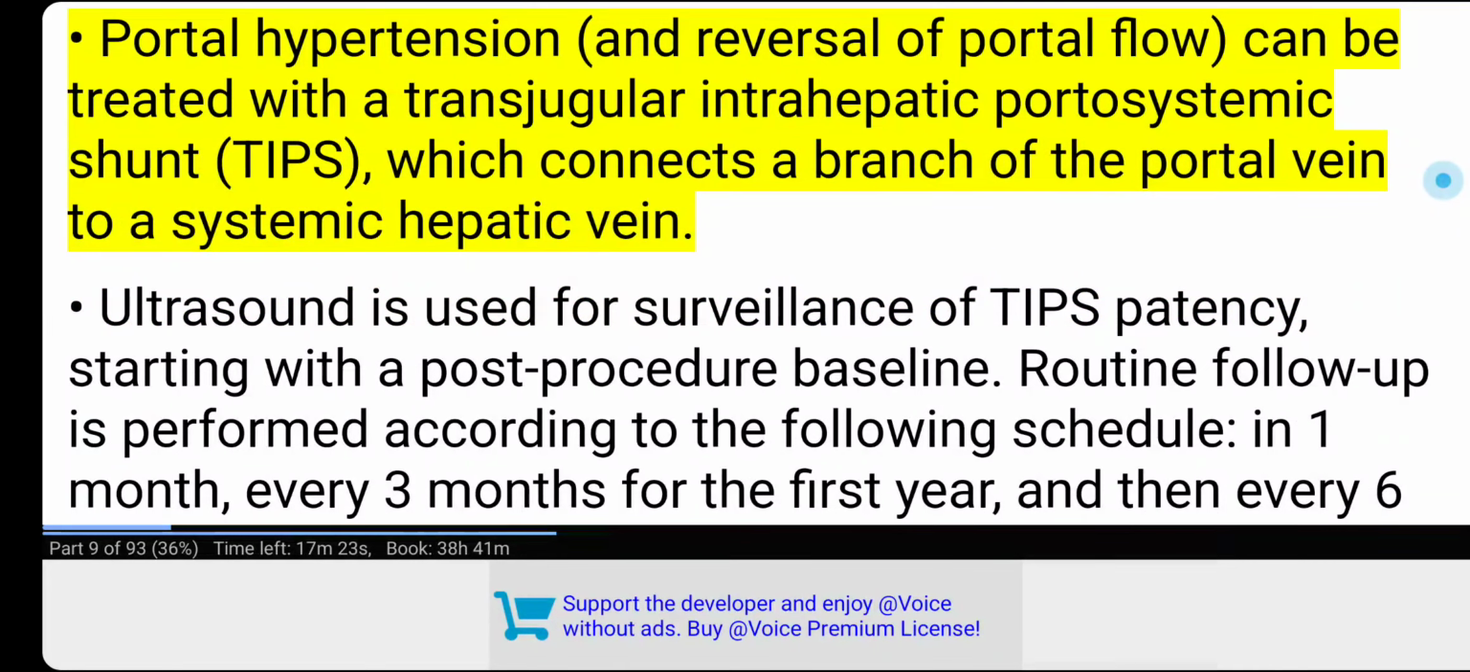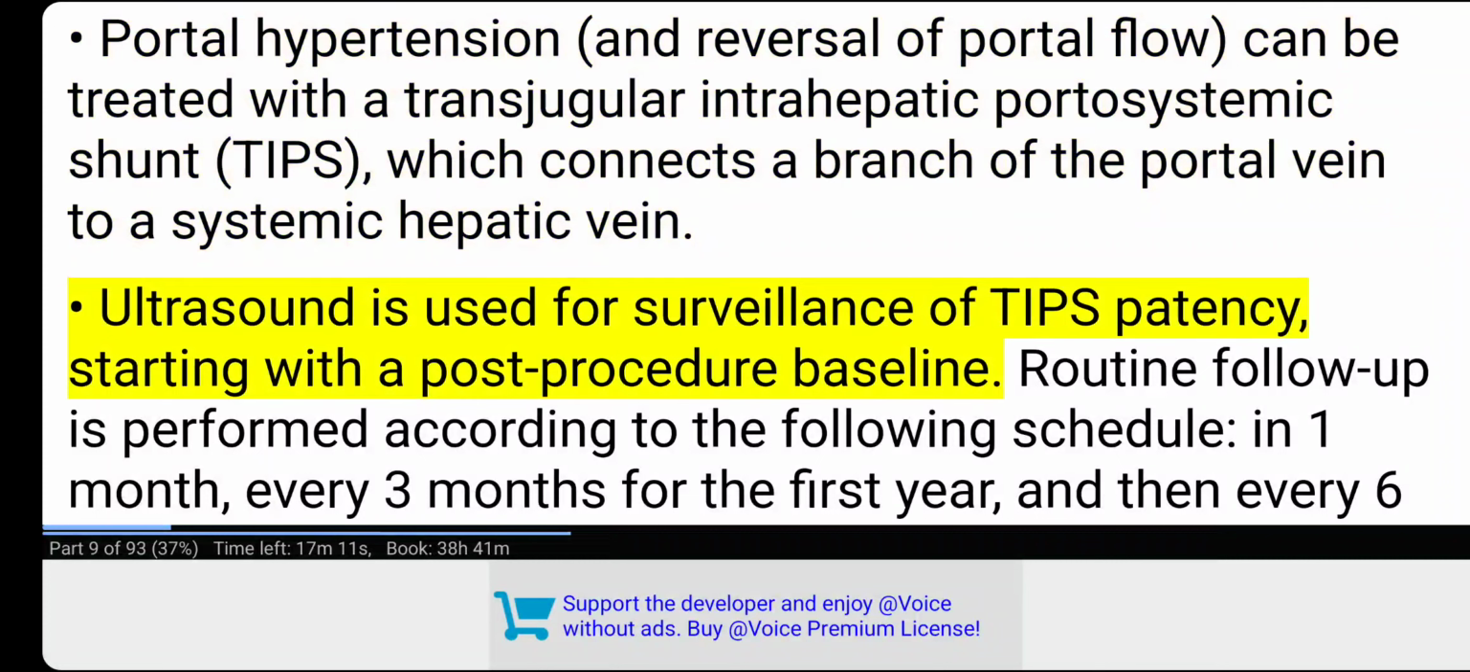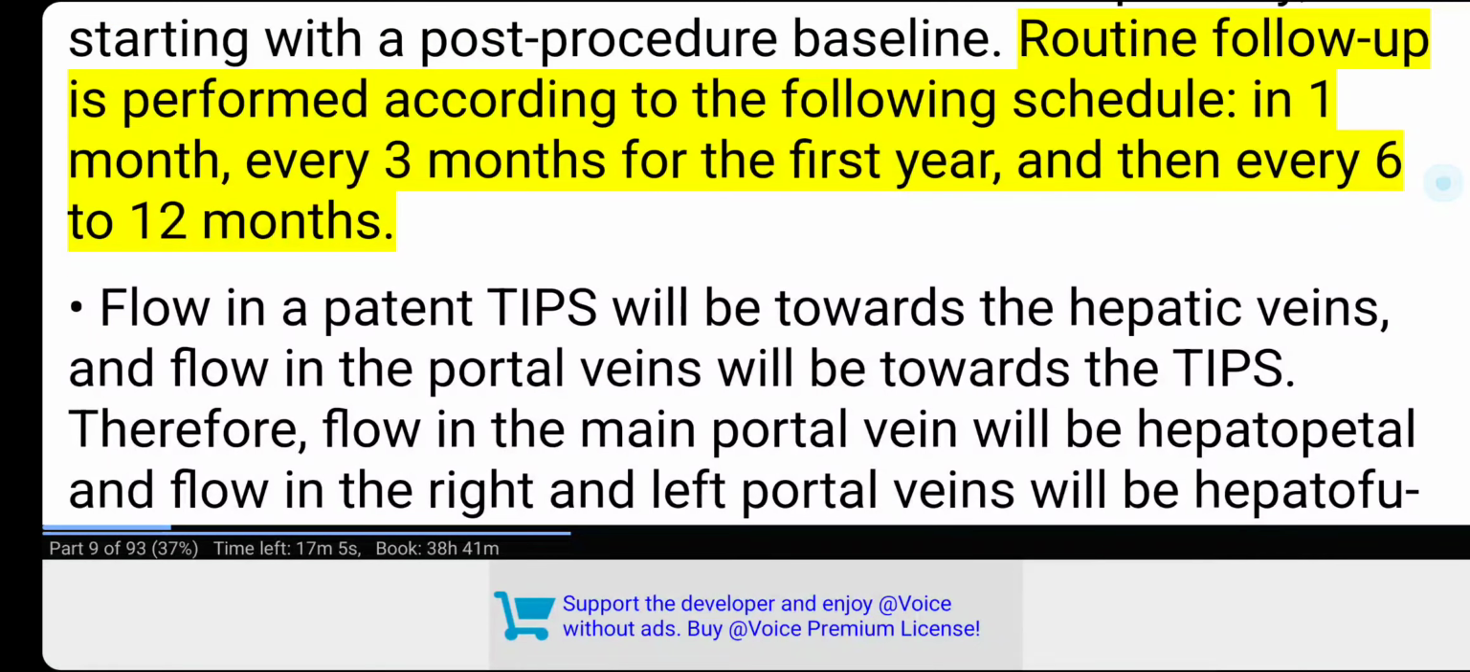Transjugular intrahepatic portosystemic shunt, TIPS. Portal hypertension and reversal of portal flow can be treated with a transjugular intrahepatic portosystemic shunt, TIPS, which connects a branch of the portal vein to a systemic hepatic vein. Ultrasound is used for surveillance of TIPS patency, starting with a post-procedure baseline. Routine follow-up is performed according to the following schedule: in 1 month, every 3 months for the first year, and then every 6 to 12 months.